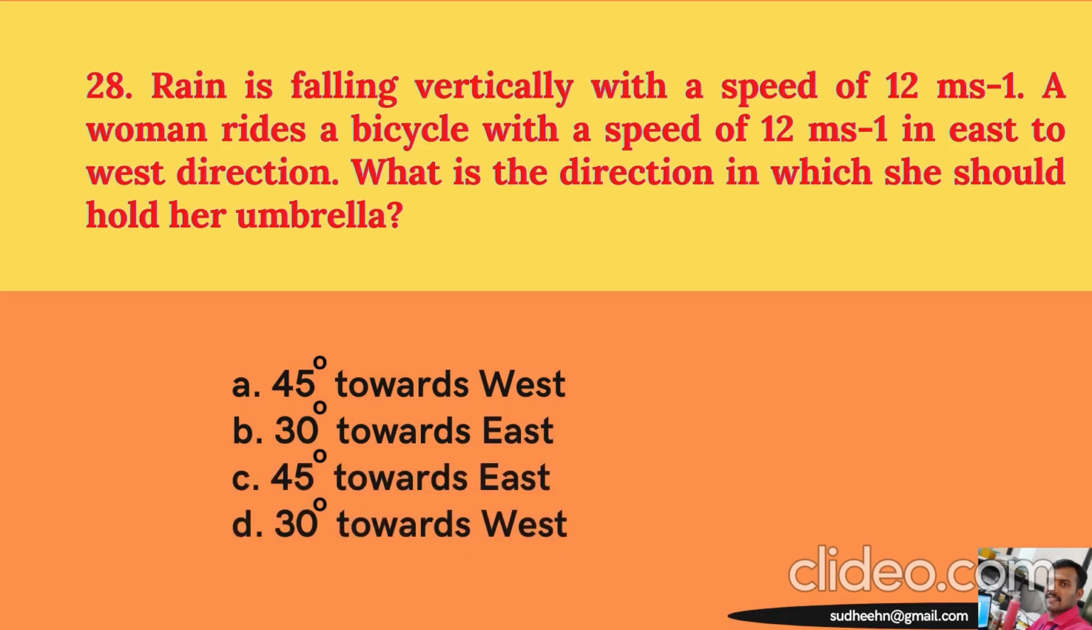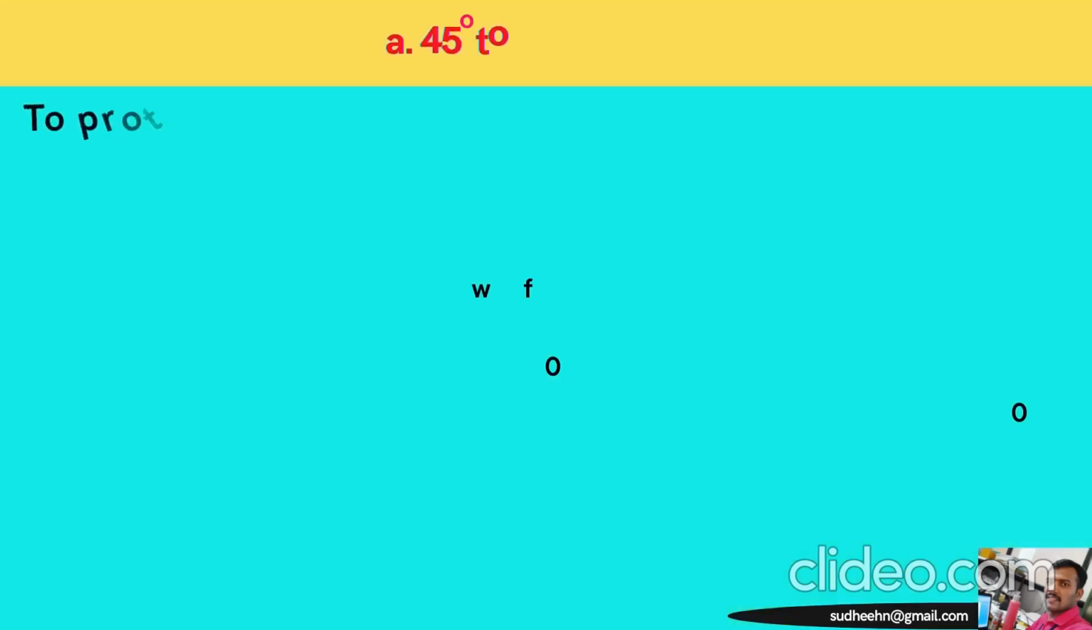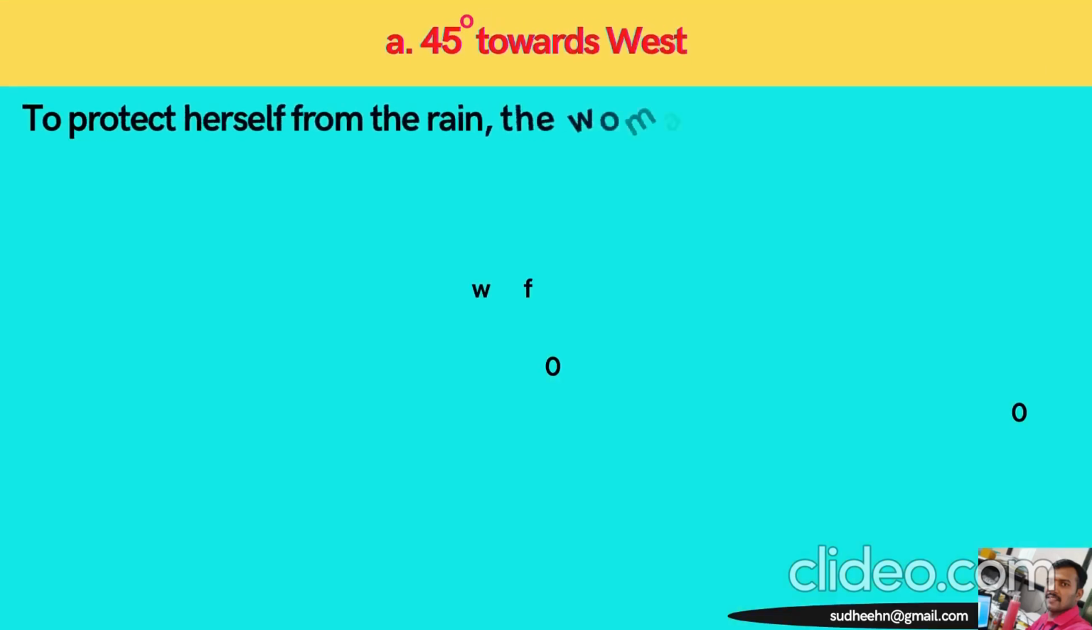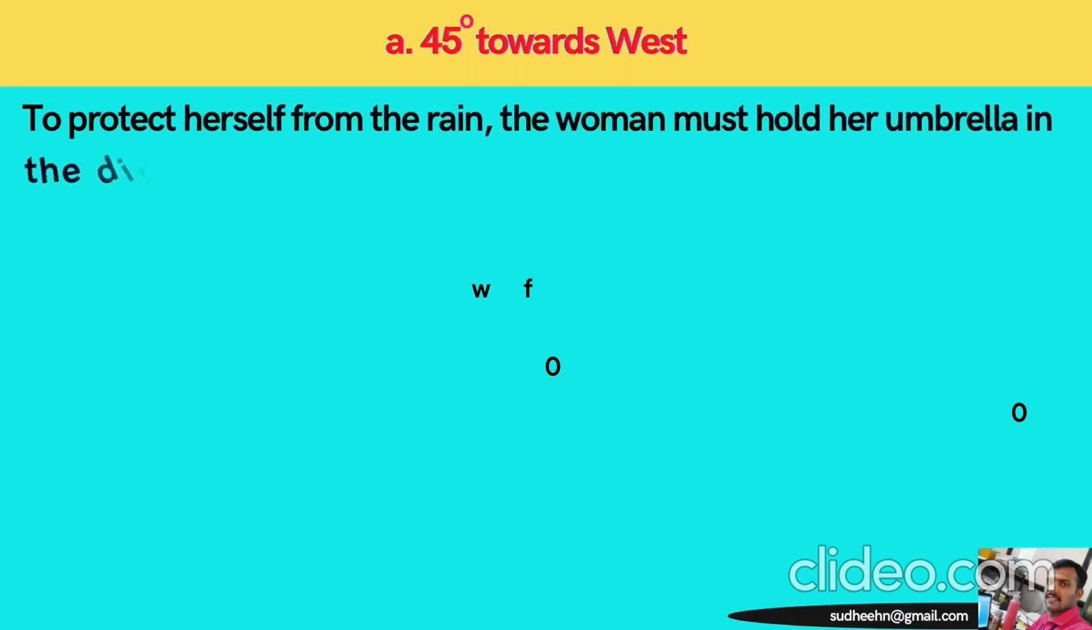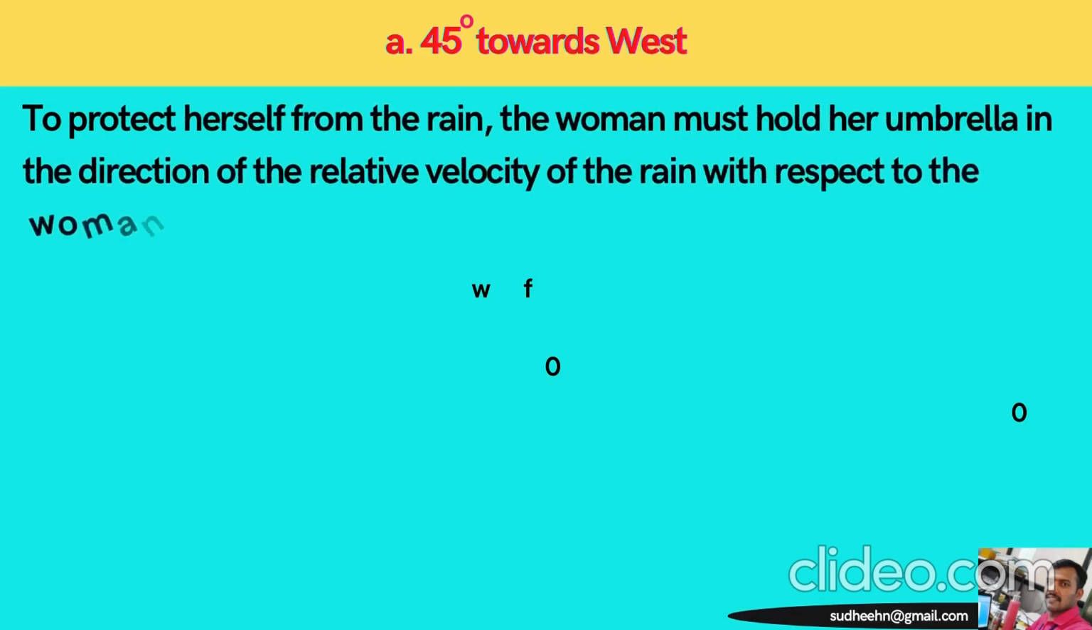The options he has given: 45 degree towards west, 30 degree towards east, 45 degree towards east, and 30 degree towards west. The right answer is option A, that is 45 degree towards west. Because to protect herself from the rain, the woman must hold her umbrella in the direction of relative velocity of the rain with respect to the woman.